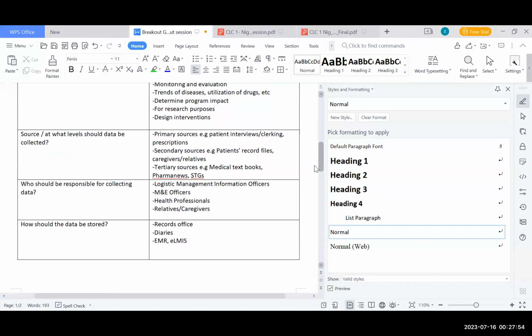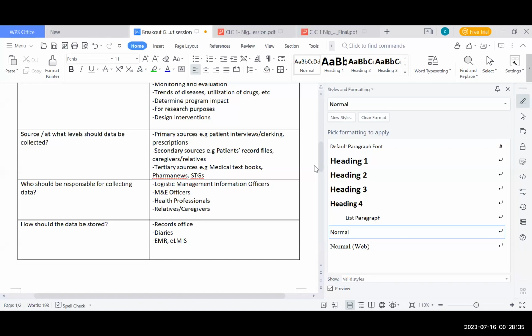So for our sources of data, we classify sources of data into three, basically primary, secondary, and tertiary. For the primary, we have examples like patient interviews or clerking of patients in the hospitals, doctors' prescriptions, and so on and so forth. And for the secondary sources, we took patient records files, caregivers and relatives as examples. And then for tertiary sources of data, we picked medical textbooks, Pharma News, a pharmacy-related magazine in Nigeria, and then we also have standard treatment guidelines.